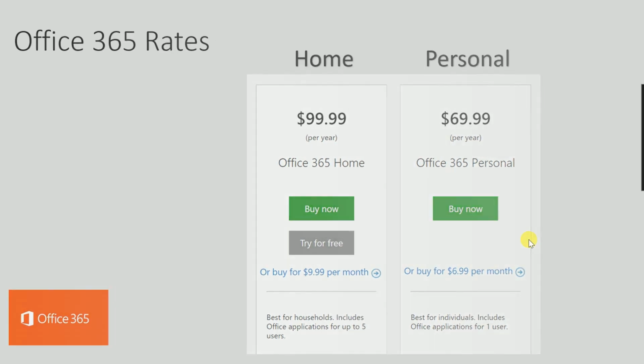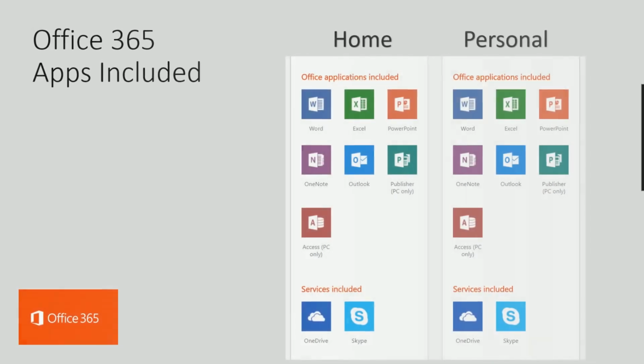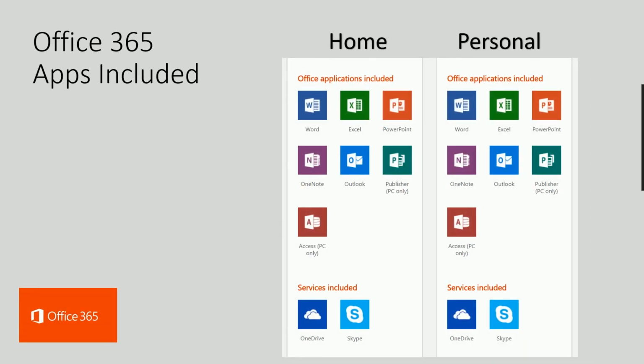And this is what it includes. Here are the different apps that you might be using or want to use. I will point out that Publisher and Access are only available when you're using a PC. All of these others are available if you use Mac as well. And then you see also you get some cool services like OneDrive and Skype, so keep that in mind as well.